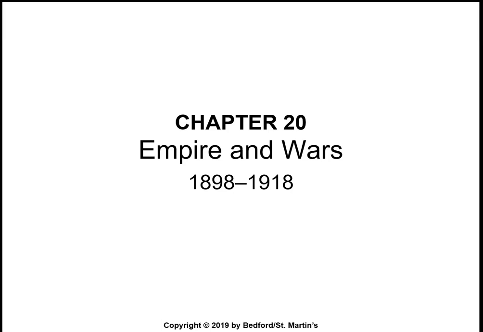Chapter 20. This one is from 1898 to 1918, and we're looking at empire and wars. So, America becoming an empire, if you will. We start off this chapter with the first section, the awakening of imperialism. And then we're going to move on to the war with Spain.